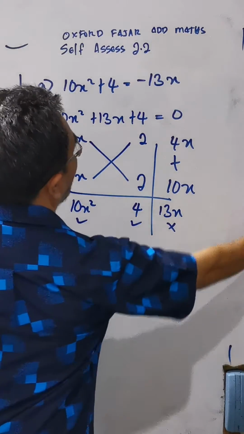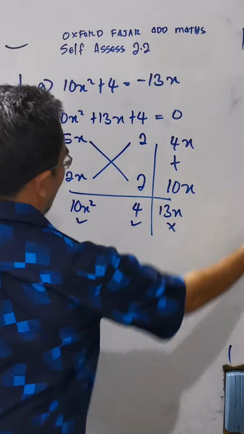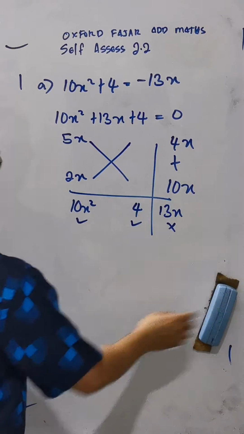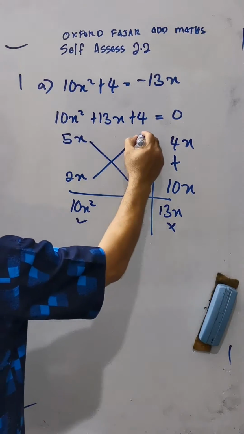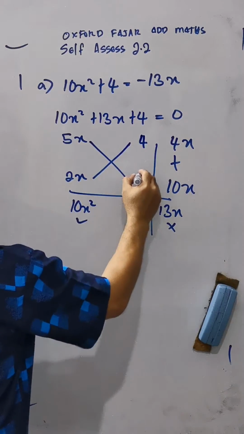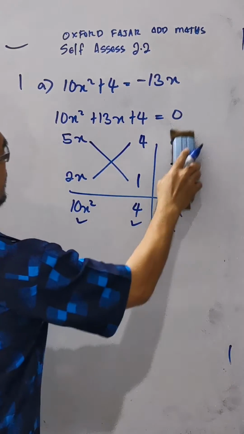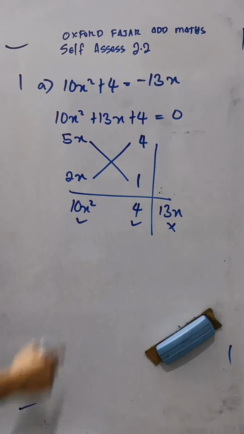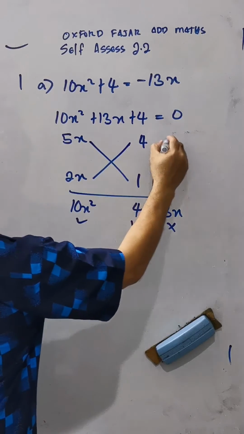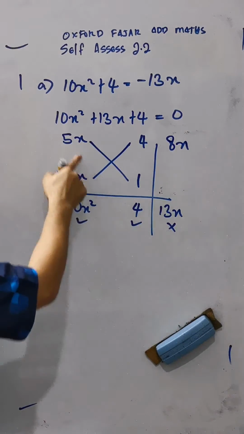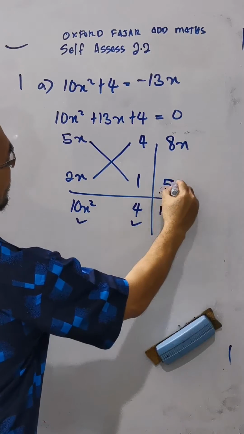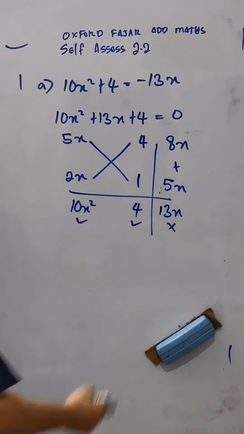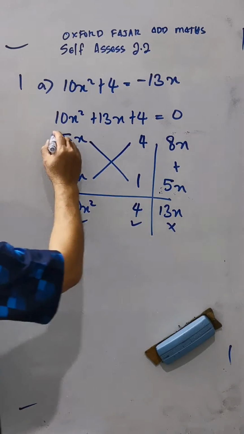Okay, try another number. So instead of these things, I will change. I will write down here is 4 times 1. And then multiply 2x times 4 will be 8x. 5x times 1 will be 5x. Then 8x plus 5x, is it 13x? Yes. So the factorization will be this.